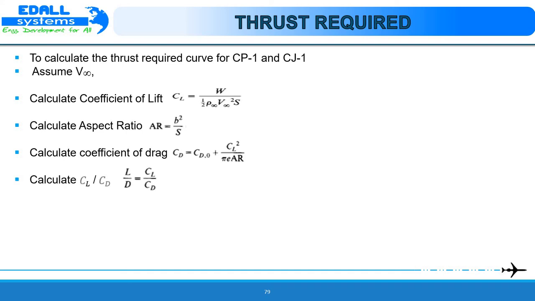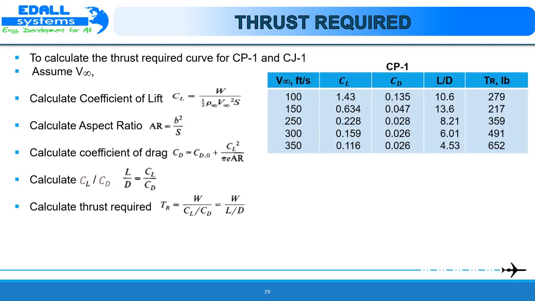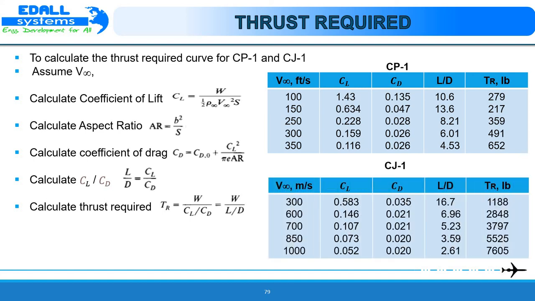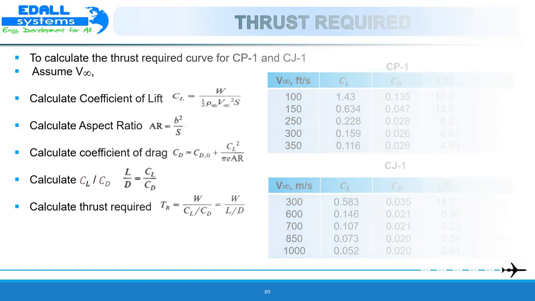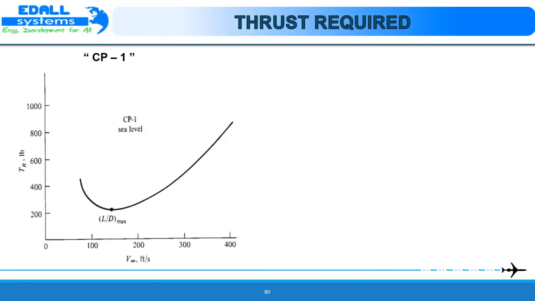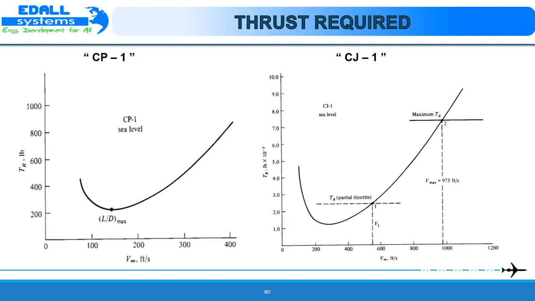Then we have to find C_L by C_D, which is equal to L by D, by substituting the coefficient of lift and coefficient of drag. Then we substitute the coefficient of lift, coefficient of drag and the weight in the thrust required equation, which gives us the CP1 values as shown here and CJ1 values as shown here. The graph for both the equations comes like this. For CP1, thrust required T_R for a given aeroplane at the given altitude varies with V infinity, that is the velocity, and the thrust required curve is a plot of this variation, which has a general shape as shown in the graph. The CJ1 graph is here.